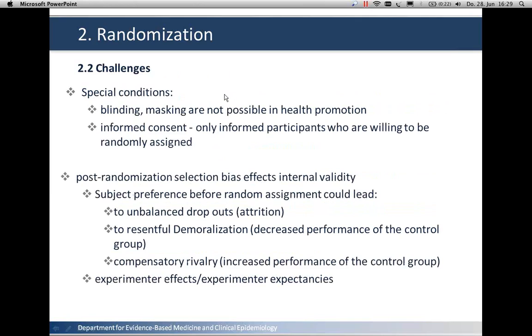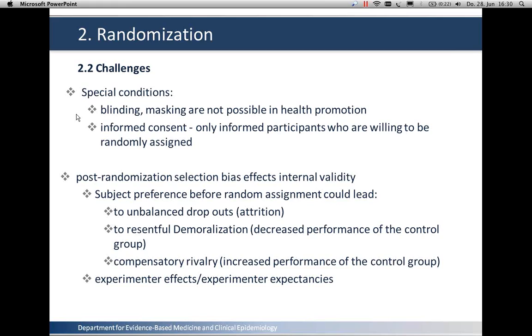Then we have a few challenges even in randomization. Blinding and masking are not possible in health promotion. If, for example, we have this intervention in schools, it's not possible that the teacher or the children don't know if they're in the intervention or control group. There is no placebo. This is obvious, I think. And the second is informed consent, an ethical consideration.